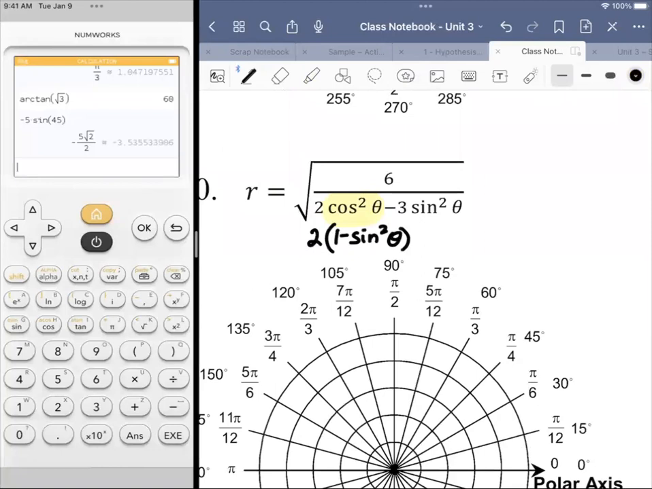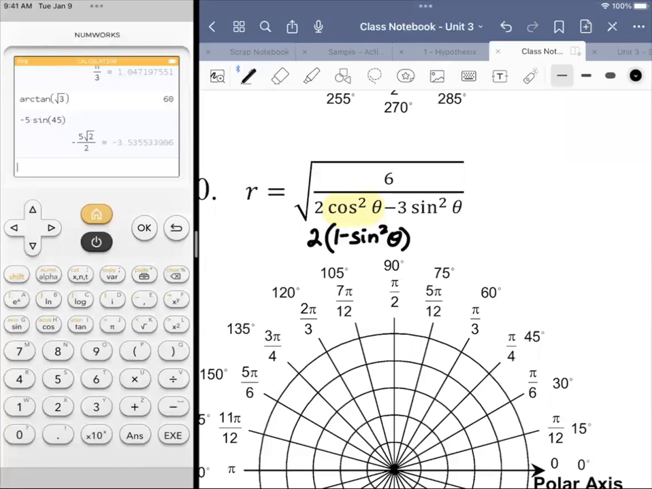Now, if your first reaction to me saying that is, we do know that, when do we know that? That was in the identities part of the last unit. And so it's there. It's on that identities page that we talked about. And I suggested that you try to commit some of that to memory. This is kind of like part of the payoff for that.